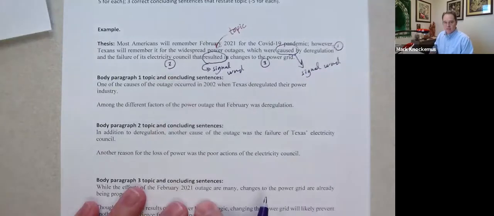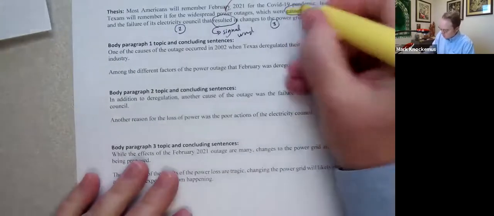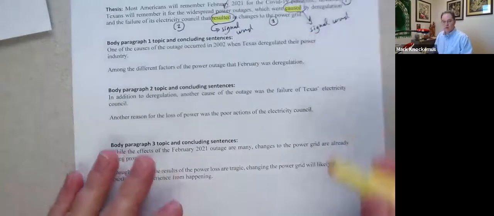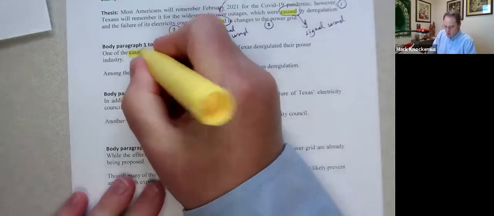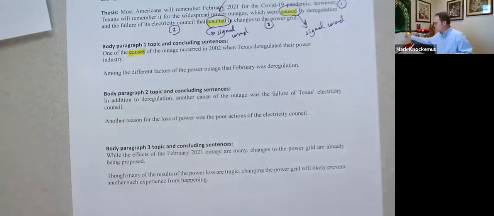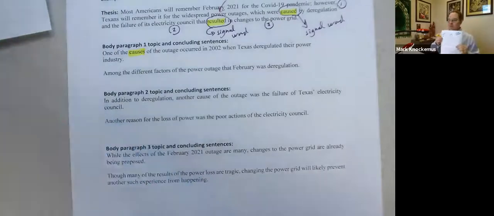So once you have that thesis done, then you just drop down. I'm going to go ahead and highlight these signal words so you keep track of them. And get our topic and concluding sentences. One of the causes, why do I keep saying cause? Because that's where it was, right, on my flowchart.